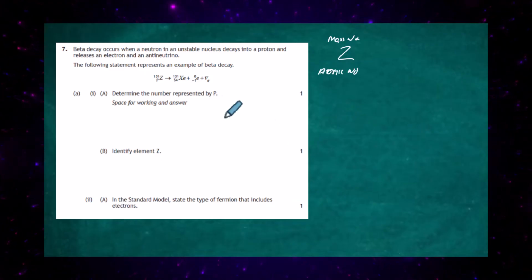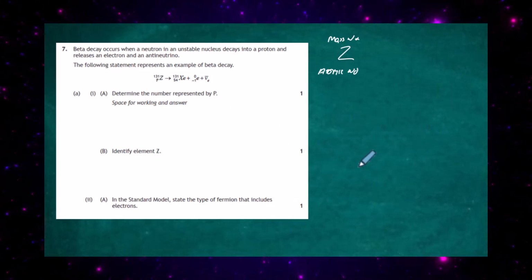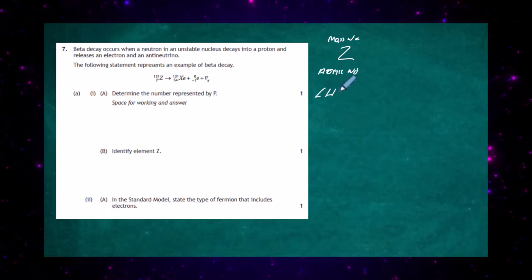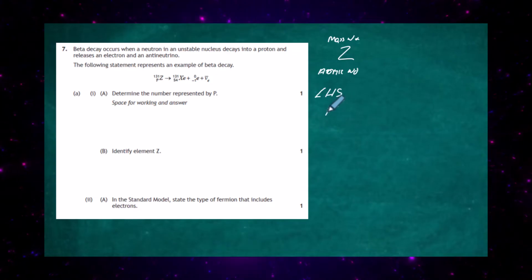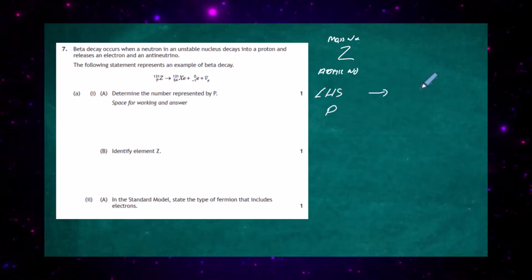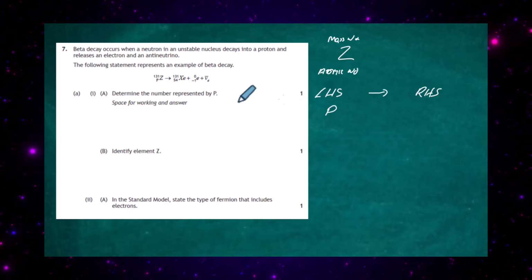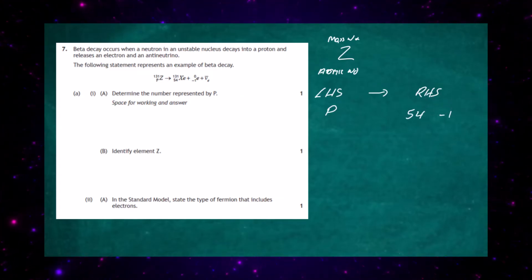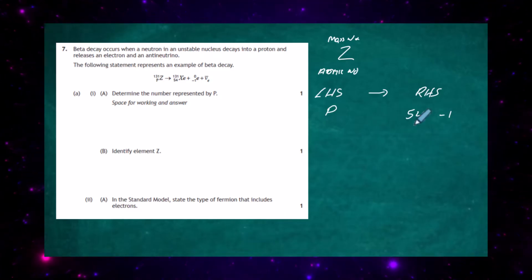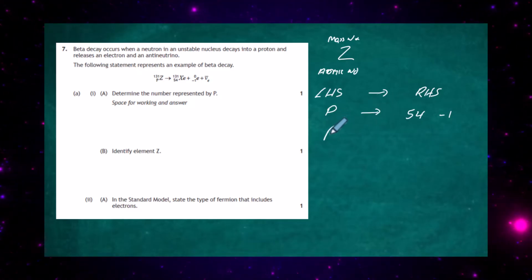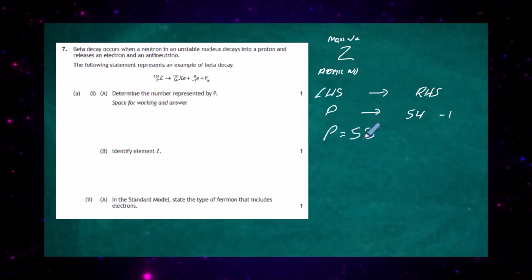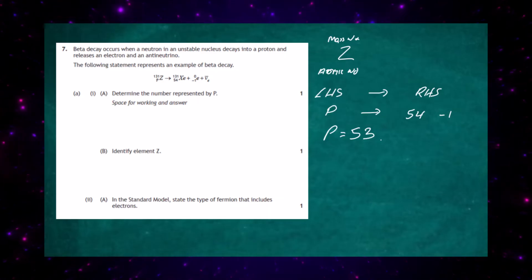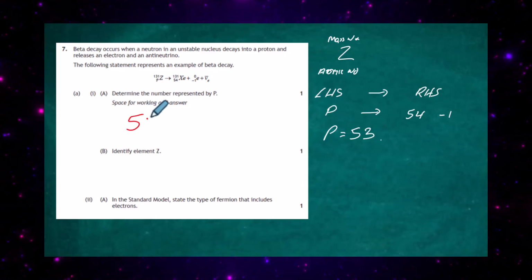So to do this little equation work here, we have to just balance the left hand side and the right hand side of the atomic numbers. On the left hand side, we have an atomic number of P. And on the right hand side, we've got the atomic number of 54, and we have an atomic number of -1, and we can ignore the neutrino. So from that equation, we can see that P must be equal to 53 in order to satisfy that equation. So the answer to that first one is going to be 53.